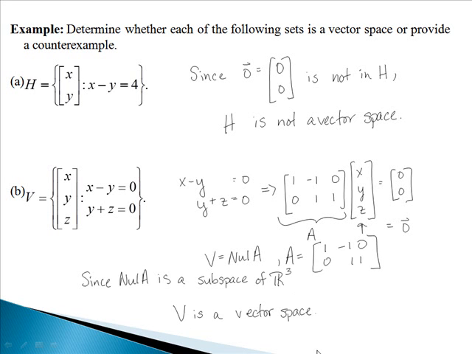So when we looked at this to begin with, we saw that we had a set of equations equal to 0, so hopefully that would trigger something to make you look at the null space when you see that.